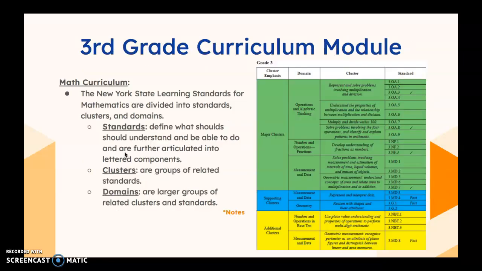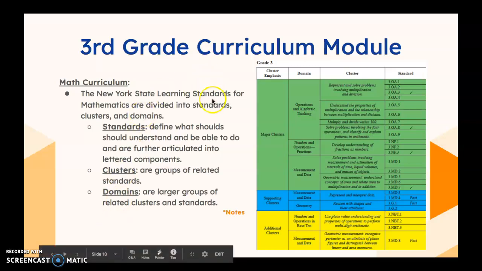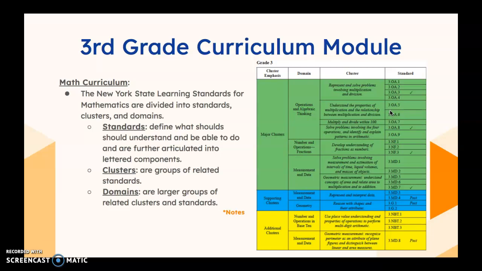And here I've provided basically a curriculum model for the math assessment. This is divided into strands, as you see here, clusters and domains. The strands define what students should understand and be able to do. The clusters are groups of related standards, and then the domains are larger groups of the related clusters.